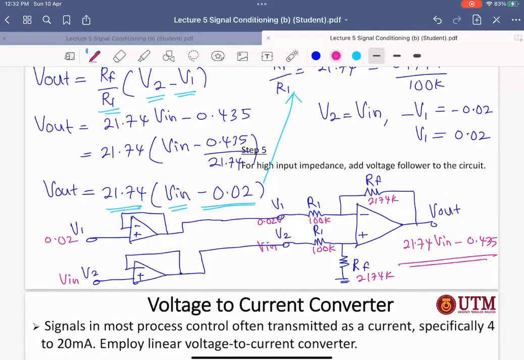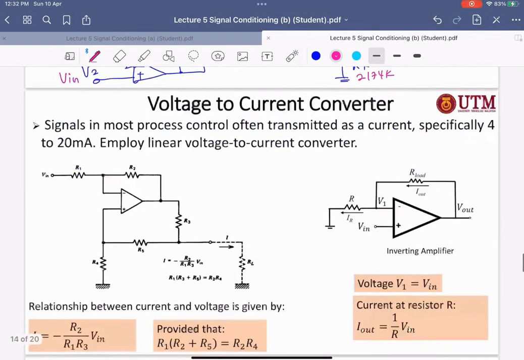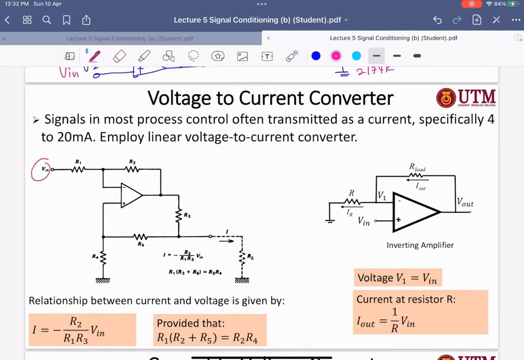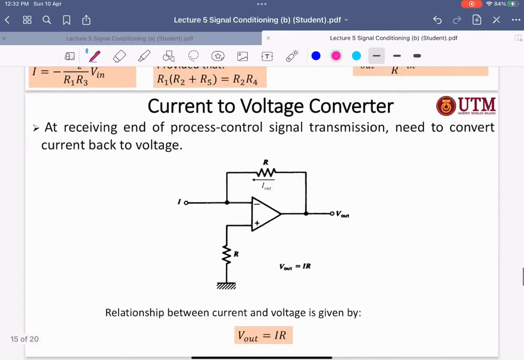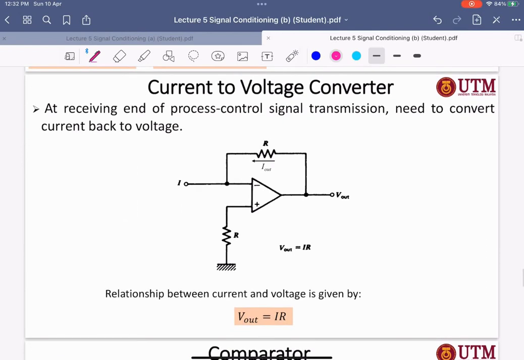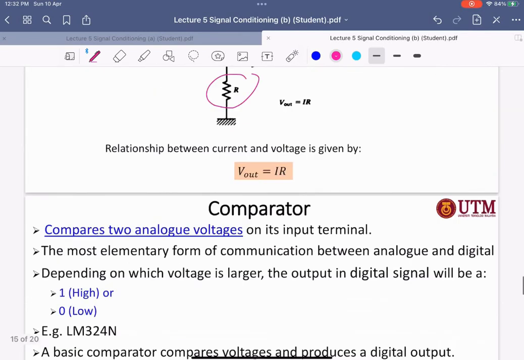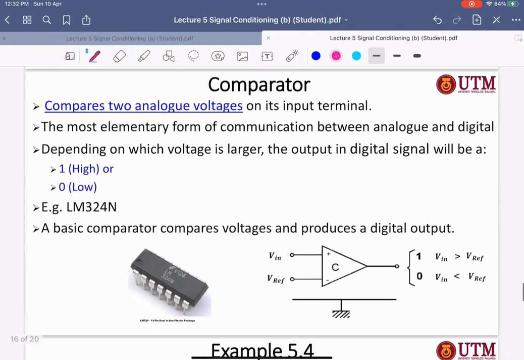So the last one will be, yep, the voltage to current converter. Sometimes we use it, sometimes we don't use it, right? So in order to convert the voltage to current, you will use this kind of configuration. Alright, the current to voltage converter is also like this one. But sometimes we use it, right? It depends on your application.